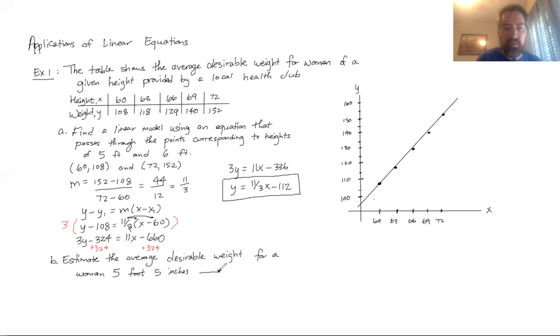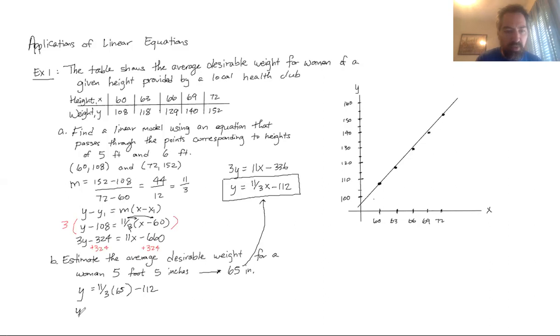Now, we do need to convert that to inches because that's what our data values are. 5 foot 5 inches, 5 foot is 60 inches plus another 5, that's 65 inches, right? So our x is 65. So I can plug 65 into the linear model that I have and solve for y. That will give me the average desirable weight for a woman 65 inches tall. So I'm just plugging 65 into the x and simplifying.